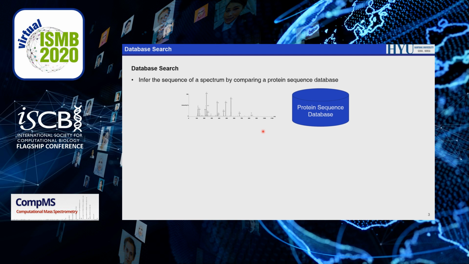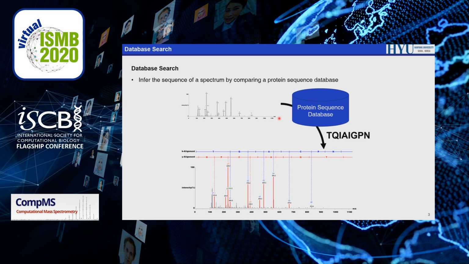To reliably identify peptide spectrum matches, database search is adopted. Database search compares each spectrum with peptide sequences in the given protein sequence database. In general, we can infer the peptide sequence of a spectrum from how many peaks can cover the partial protein sequence.